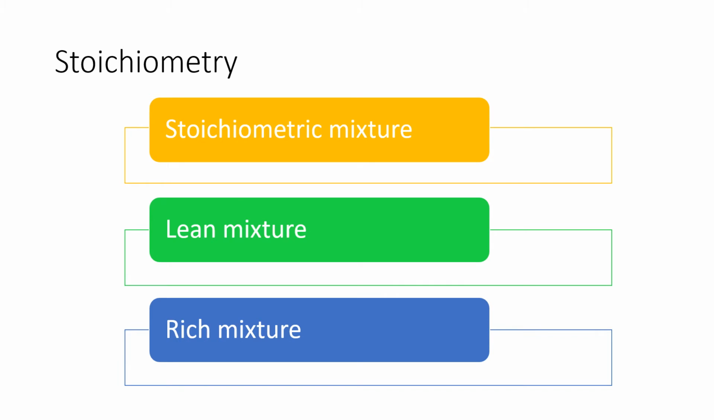Do you know the use of stoichiometry in combustion? The stoichiometric quantity of oxidizer is just the amount needed to completely burn a given quantity of fuel. Then it forms a stoichiometric mixture. In a lean mixture, oxidizer is supplied more than the stoichiometric quantity. And in a rich mixture, oxidizer is supplied less than the stoichiometric quantity.